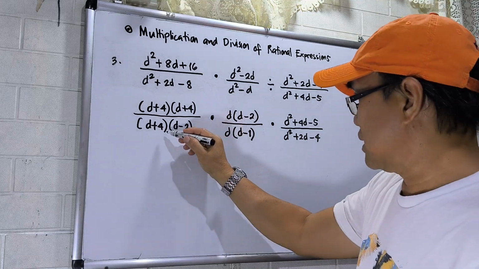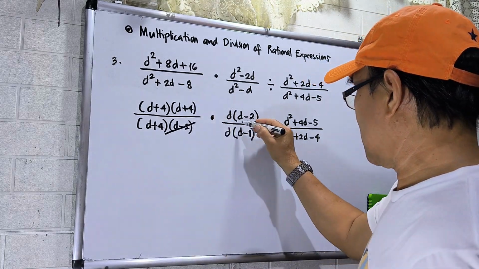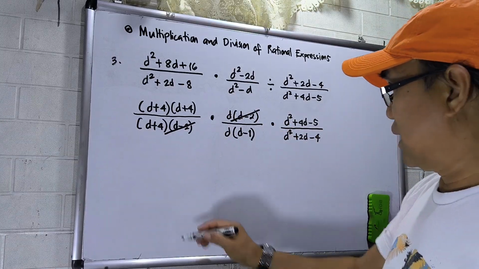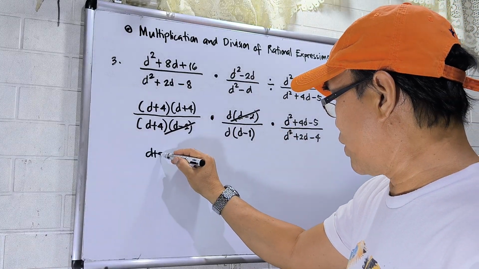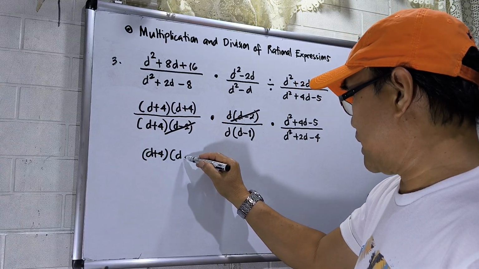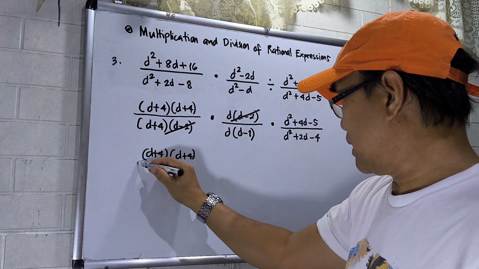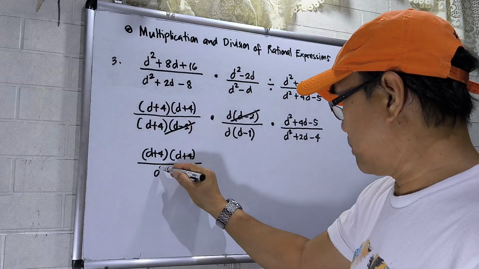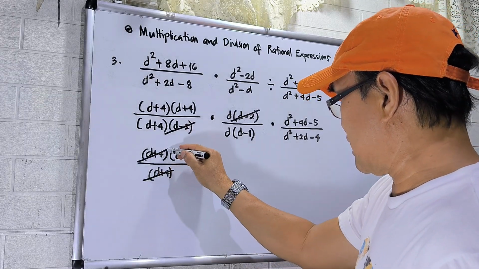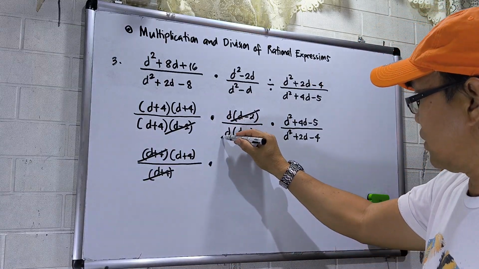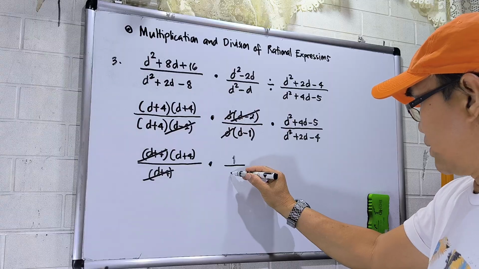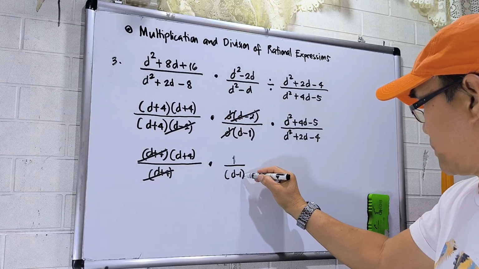Okay, so start cross cancellation: d minus 2, then d plus 4, then (d + 4) over d plus 4. I forgot to cross cancel. So this will be cross cancelling. Then times, cross out. So I now have 1 over (d - 1).